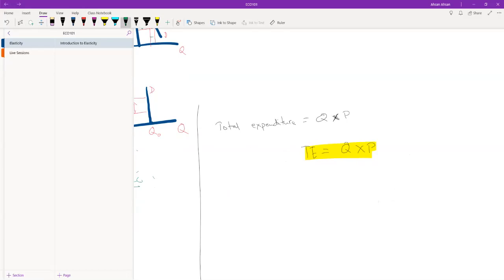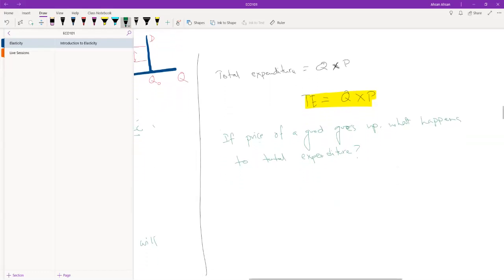If the price of a good goes up, what happens to total expenditure? Okay. And this is a very interesting question because let's look at the formula again. TE is equal to Q times P.